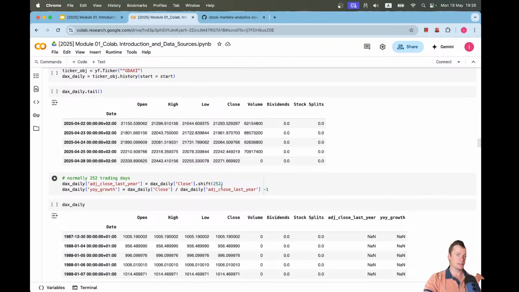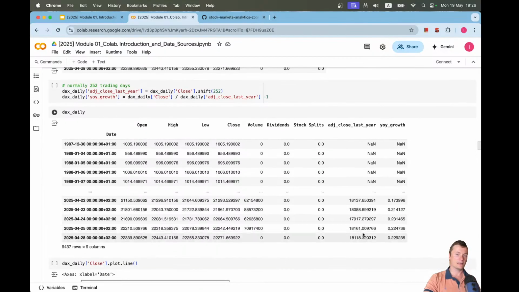It's about 252 trading days in a year. You can divide the close value for this day by the close value for 1 year ago, and you will have the growth of this index year over year.